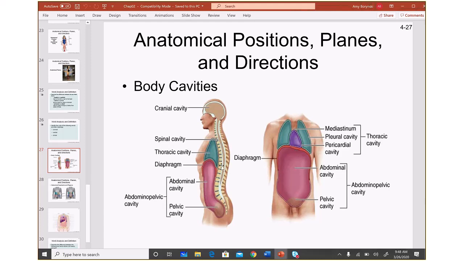All right, then we've got this little diaphragm, which is like a little muscle that kind of separates between the chest and the stomach.